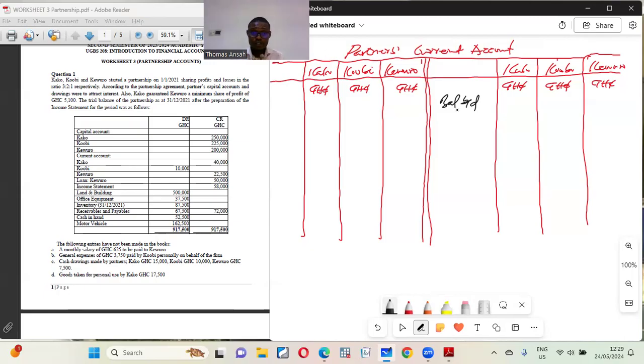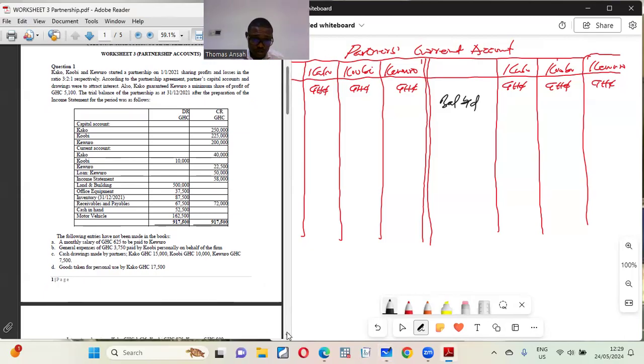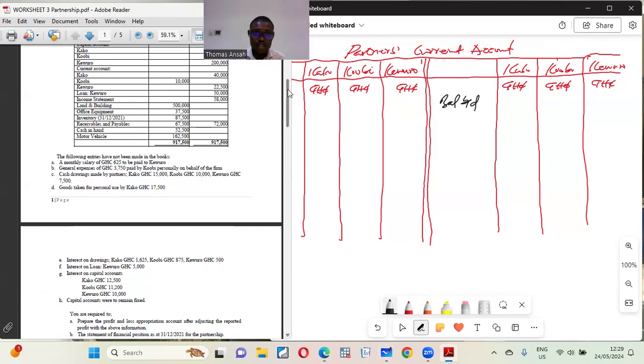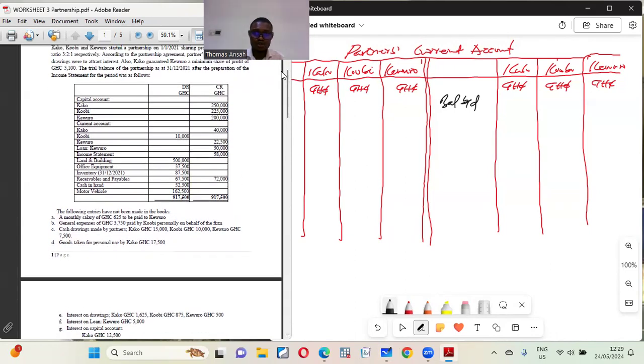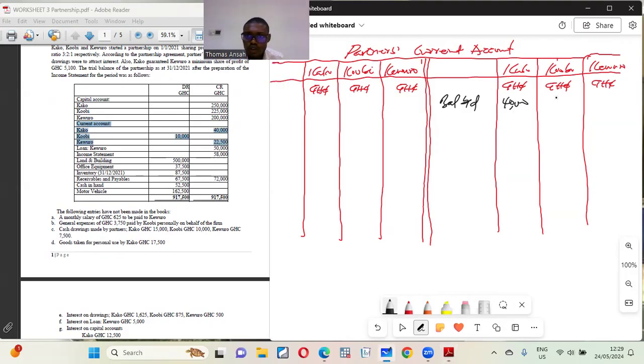So the current account. Assuming we are preparing a flexible one, this question says that the capital account is to remain fixed. So it means we have to do the current account. Assuming we were supposed to combine the two, this balance brought down would have recorded all these figures, together with the current account. So in the current account, we have Kako 40,000. Kobe doesn't have it here. Kobe has it here. It's a debit. So Kobe's own, which is what? 10,000 is a debit. Then we have Kehuro's own, which is 22,500. So that is what we do in there.